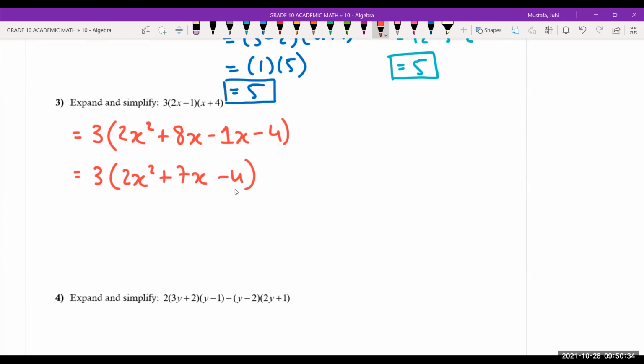Now, do we know how to deal with the 3 in the front? What do we do with that? Yeah, you just distribute it, and then you'll get your final answer. So I'll just multiply 3 times 2, which will be 6x squared, 3 times positive 7, which will be 21x, and 3 times negative 4, which is going to be negative 12, and then that would be your final answer.